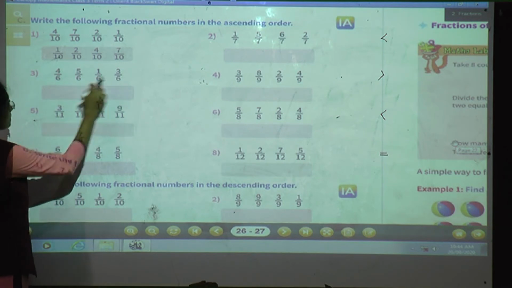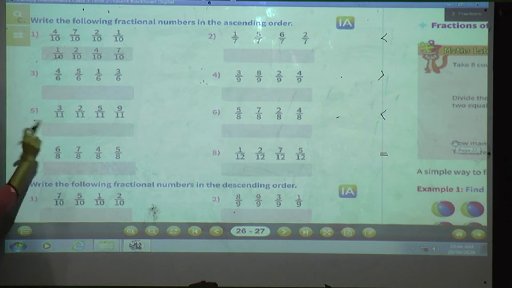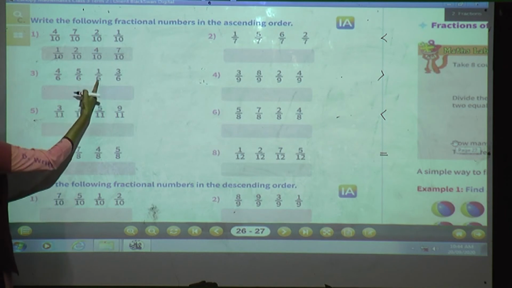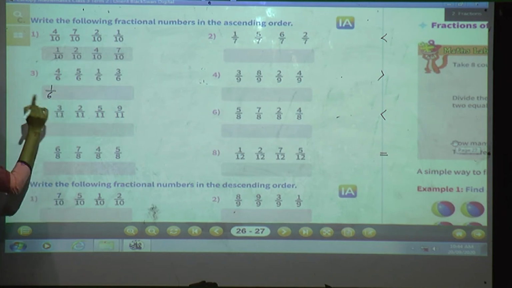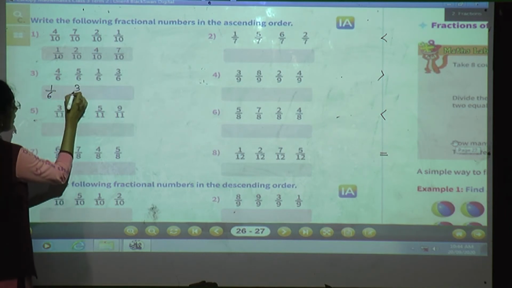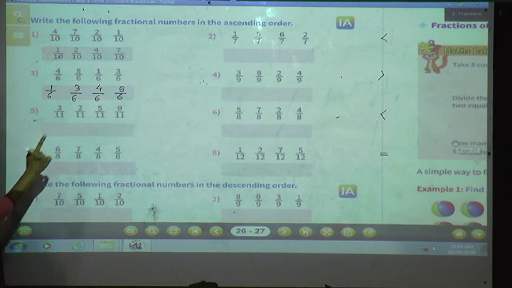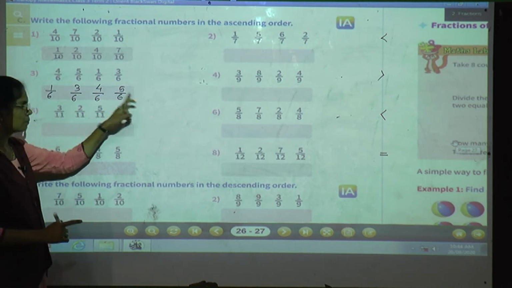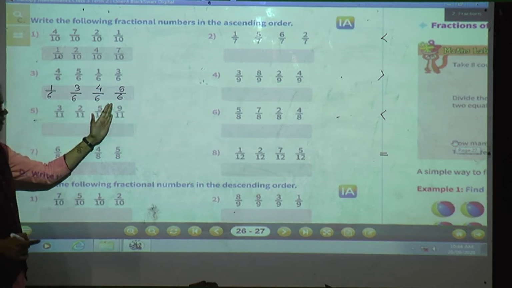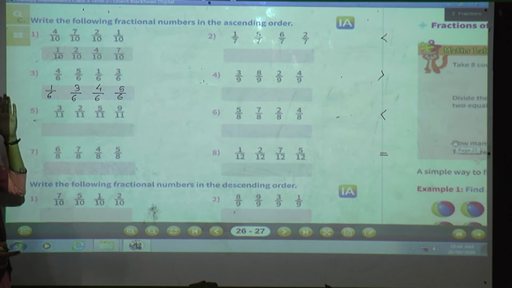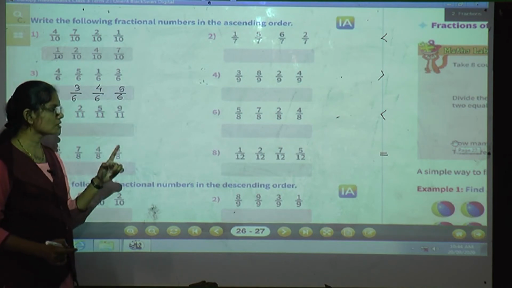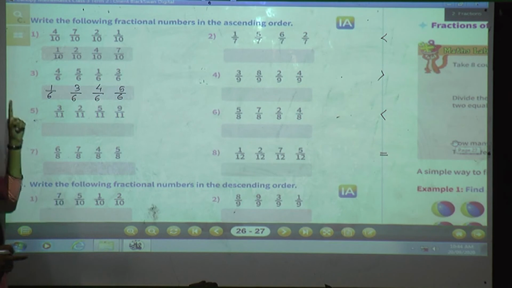Now see all fractions, all are like fractions only. So for that we have to see only the numerator. Now which one is smaller? 1 by 6 is smaller. So we'll write first 1 by 6, then 3 by 6, then 4 by 6 and at the last 5 by 6. In this way, from smallest to biggest, means in ascending order, we can arrange the given fractions. See here, all are like fractions. So in this case you have to see only the numerator. See the numerator, which one is smaller? Take that fraction first.